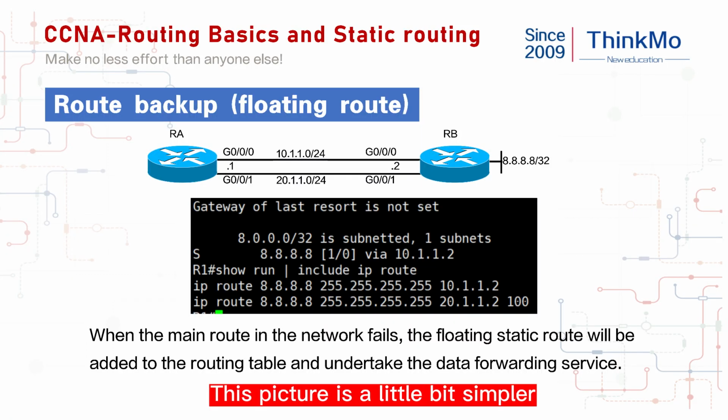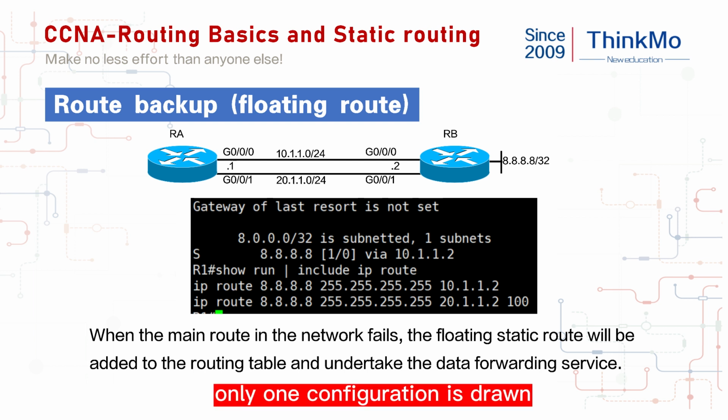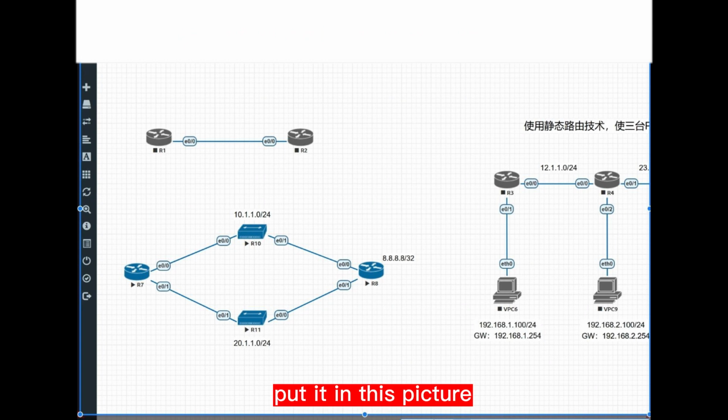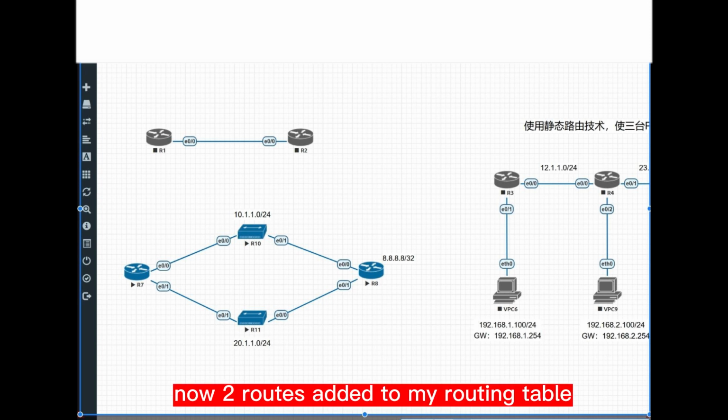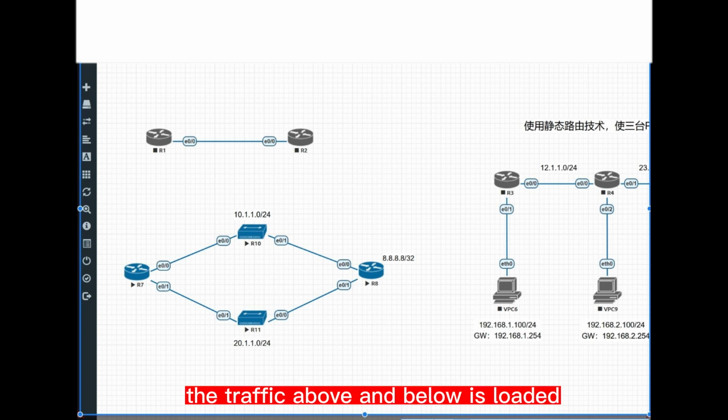This picture is a little bit simpler. No scene is drawn, only one configuration, but the meaning is the same. Put it in this picture. What does it mean? For example, I made this line into a main line and this line becomes a backup line. Now two routes are added to my routing table. But adding them to the routing table means that when data is forwarded in the future, the two routes are equivalent, and the traffic above and below is load balanced.